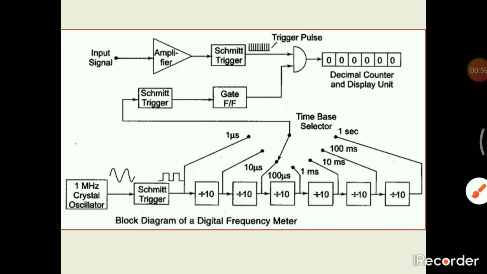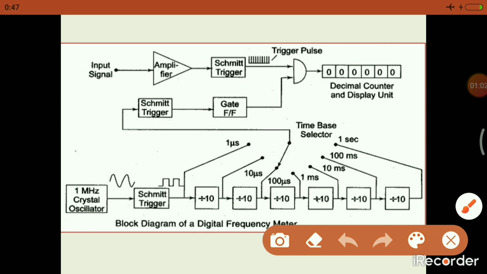Now, the working principle: how does it work? Initially, a 1 MHz crystal oscillator is used. The function of the crystal oscillator is to generate a sinusoidal waveform of 1 MHz frequency. So this is the sinusoidal waveform of 1 MHz frequency. It is connected to the Schmitt trigger. The function of the Schmitt trigger is to convert the sinusoidal waveform into a square waveform of the same frequency. So this is the square waveform.